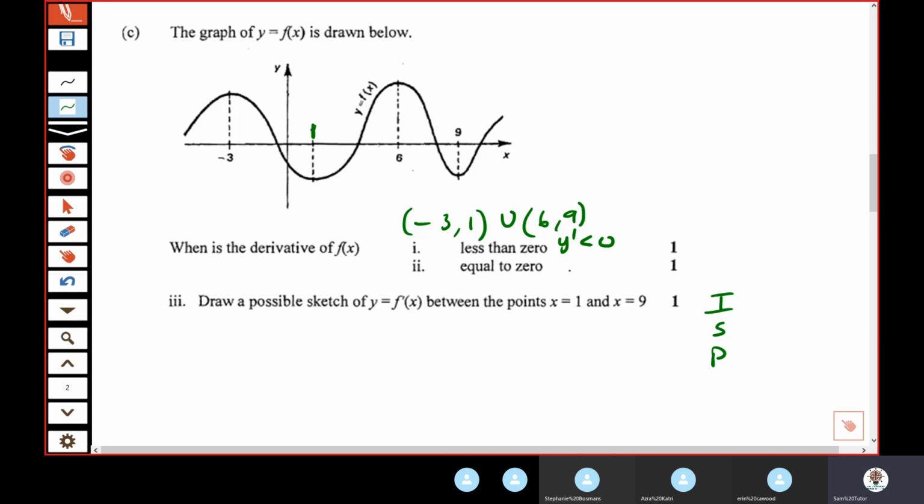And then where does it equal to 0? That's easy. Maybe they're teaching x is an element of? Yeah. X equals -3, 1, 6, and 9. And then draw a possible sketch between x is 1 and x is 9.